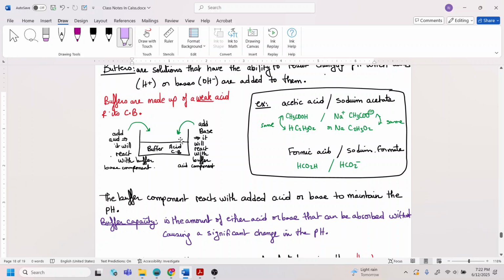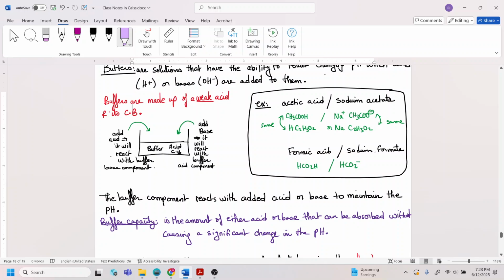So what's going to happen is that if we add a base, the base is going to react with the acid component. It's going to keep reacting with the acid component to maintain the pH of the solution. So the pH of the solution will not change because I have an acid component that can react with that base, of course, to a certain extent. So I cannot add too much base in there.